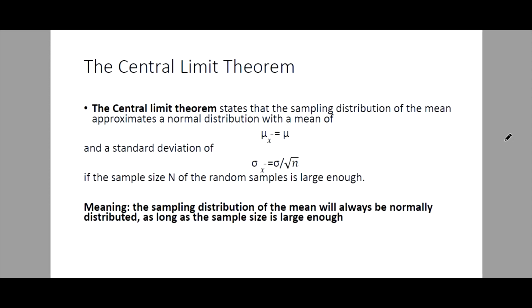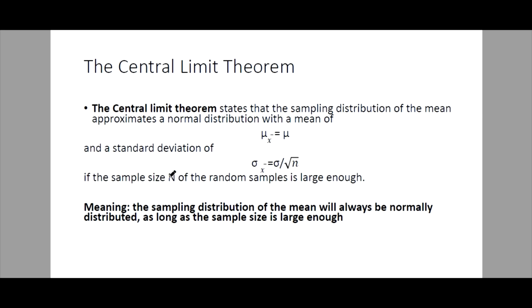The central limit theorem. The central limit theorem states that the sampling distribution of the mean approximates a normal distribution, with a mean equal to the population mean and a standard deviation equal to the population standard deviation divided by the square root of n, where n is the sample size.